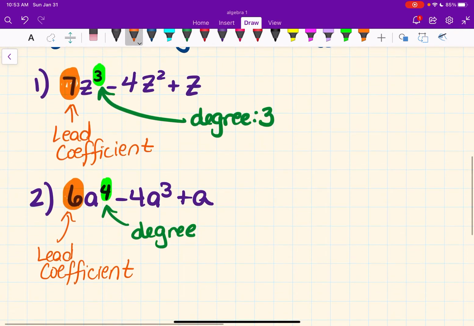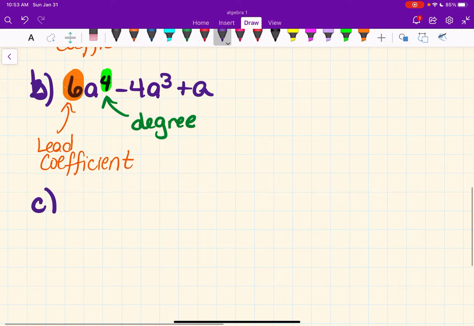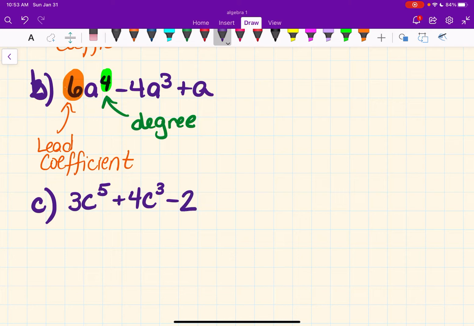Oh, these aren't 1, 2, 3. These are A, B, C. Sorry, let me fix that for you. This is A, B, and then a C. Okay, C is 3c to the fifth plus 4c to the third minus 2. Again, degree 5, lead coefficient 3.